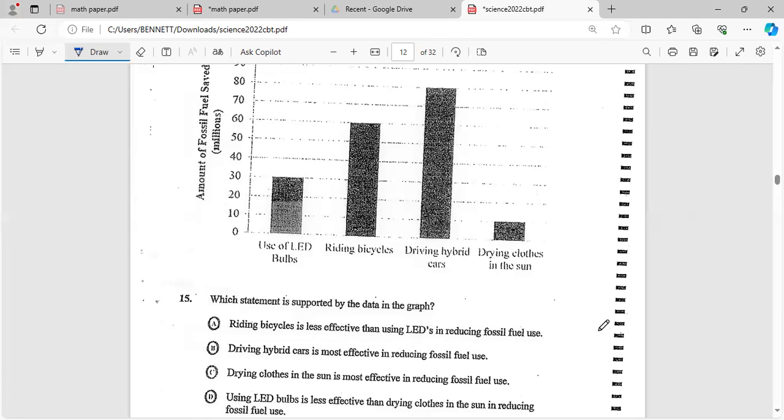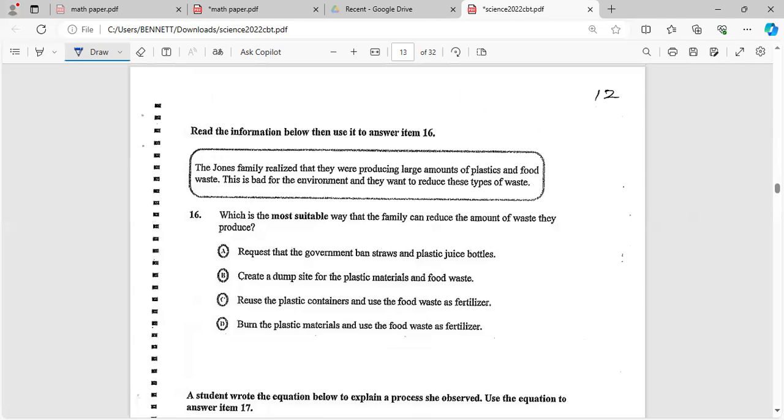All right, so let's examine the chart. Here we have the use of LED bulbs, and this is the amount of fossil fuel saved. So be careful with that, guys. And here we have the hybrid, which is highest. So I'm going to go with driving a hybrid car is most effective in reducing fossil fuel, because remember, you save more, and that will be 80 million you save in there. All right, let's move on to number 16.